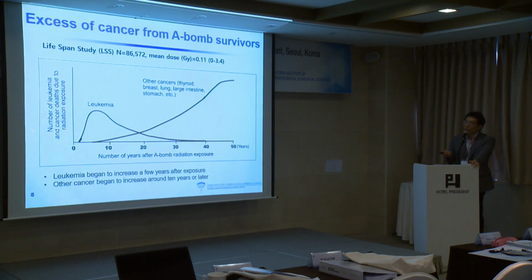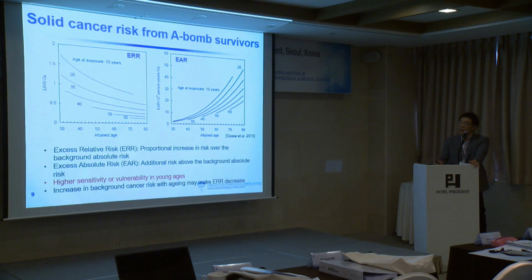Here the y-axis is cancer incidence or mortality, and the x-axis is the years after exposure. As you can see, leukemia began to increase a few years after exposure, and 4 or 5 years later it shows a decrease. On the other hand, solid cancer cases began to increase over 5 or 10 years later.